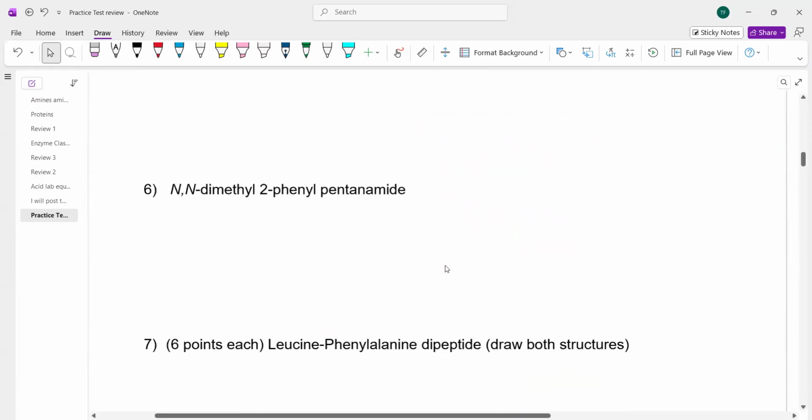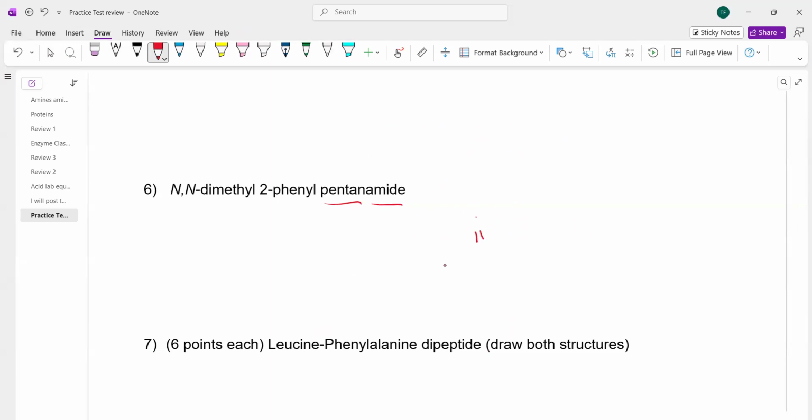Okay. Pentanamide. And we have 2 methyl groups coming off of the nitrogen. And at carbon number 2, we have a phenyl group.